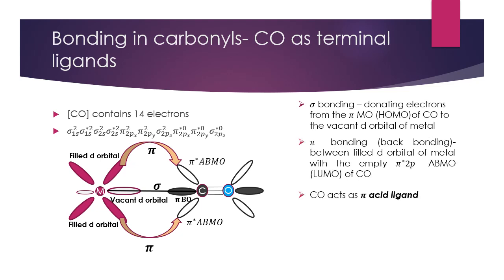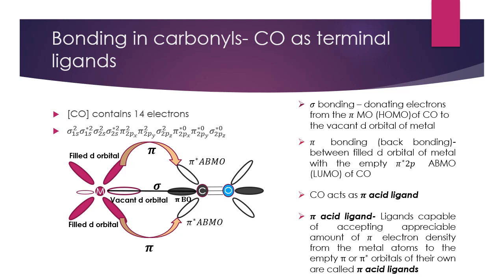And what are pi acid ligands? Carbon monoxide acts as a pi acid. The ligands capable of accepting an appreciable amount of pi electron density from the metal atoms into the empty pi or pi star orbitals of their own are called pi acid ligands. And the ability of carbon monoxide to delocalize electron density from the metal accounts for the prevalence of d metal carbonyls with a zero or negative oxidation state.